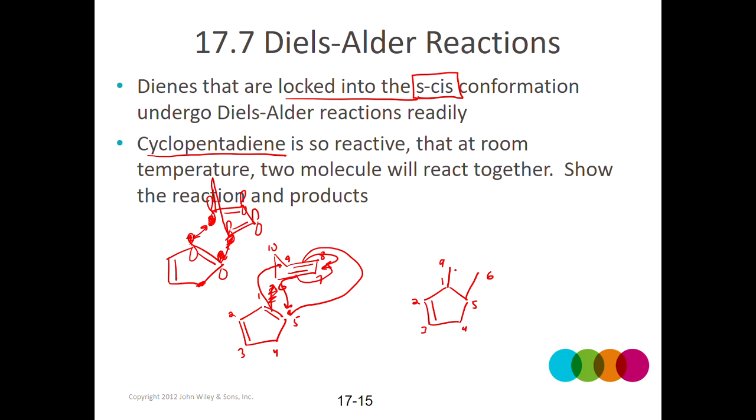6 and 9 are bridged with carbon 10. And there's also 7 and 8, which would have a pi bond between them because one of those pi bonds shifts over there. So this would be dicyclopentadiene.